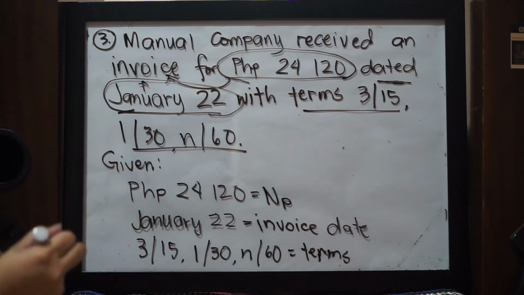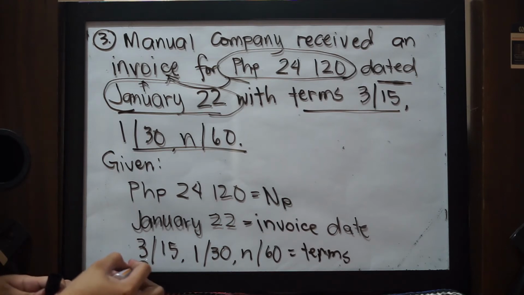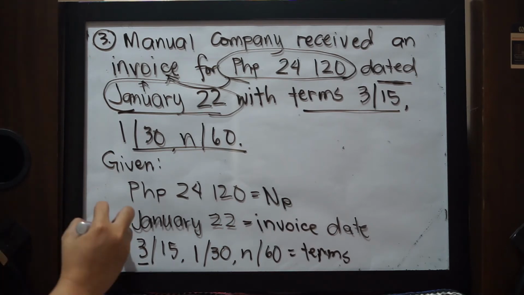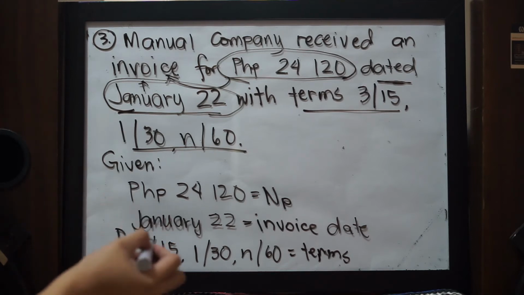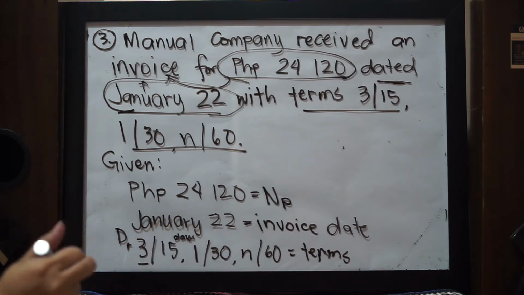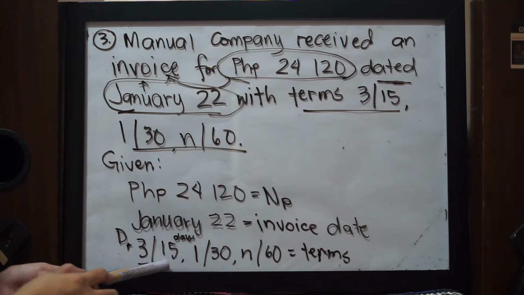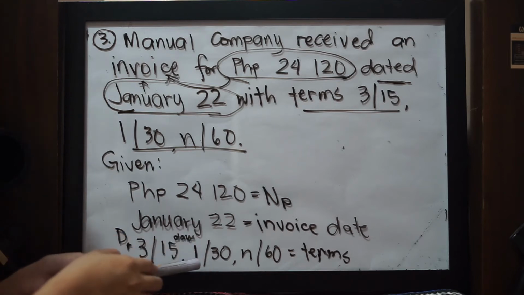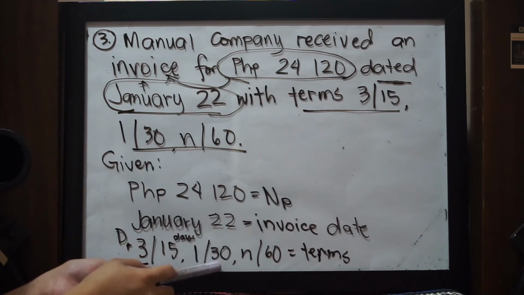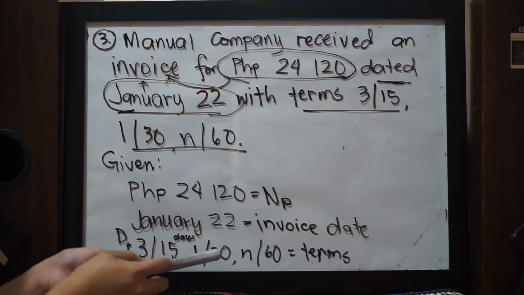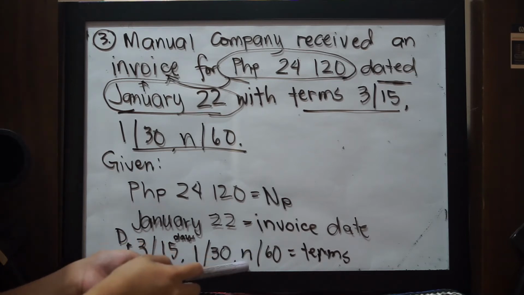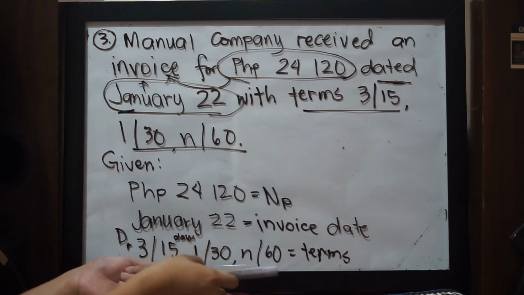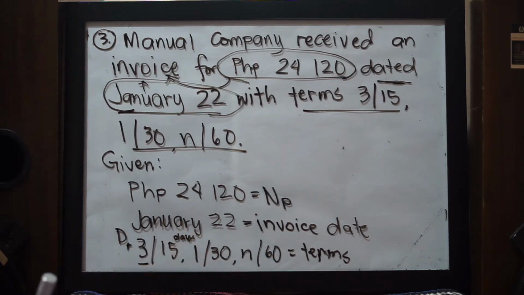The meaning is still the same: the number on the left side of the slash is the discount rate, and the number on the right side of the slash is the number of days starting from January 22. Within 15 days, the manufacturer will give you a 3% discount. Then, within 30 days, after the 15 days, up until we reach 30 days, they will give you 1%. And then, if you go past 30 days, they will no longer give you a discount and you have to pay after 60 days. That is all that 3/15, 1/30, and 60 means.